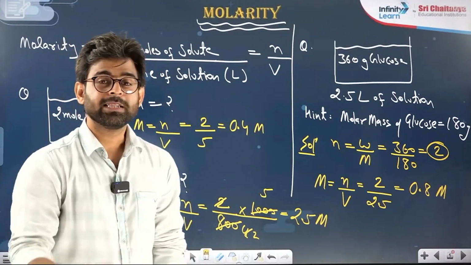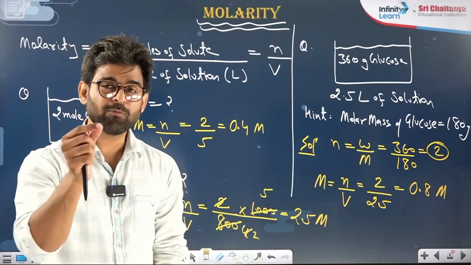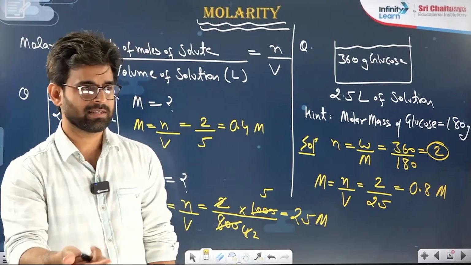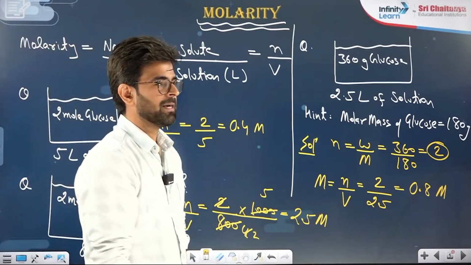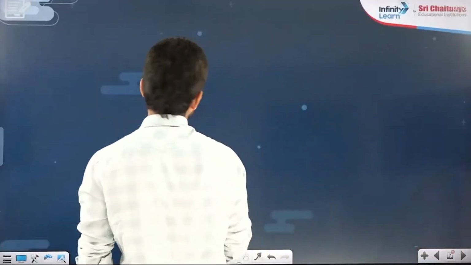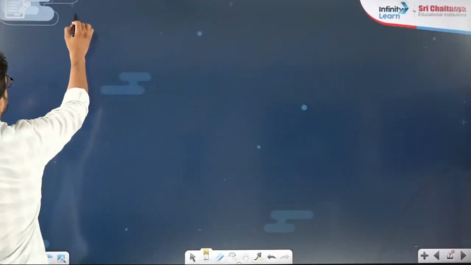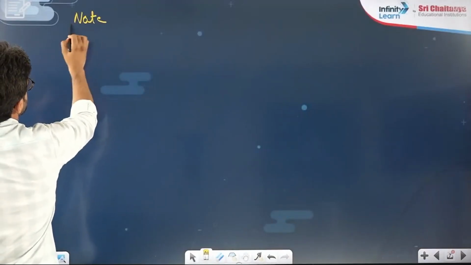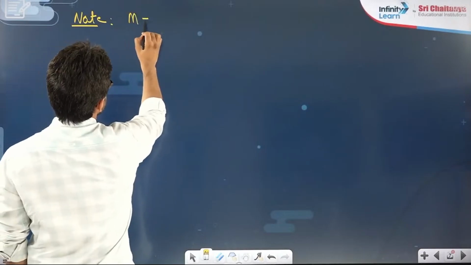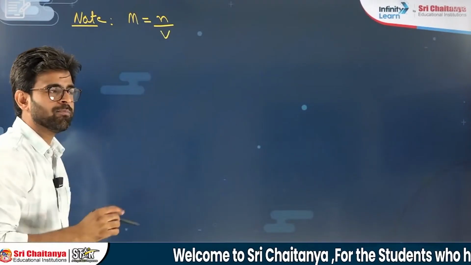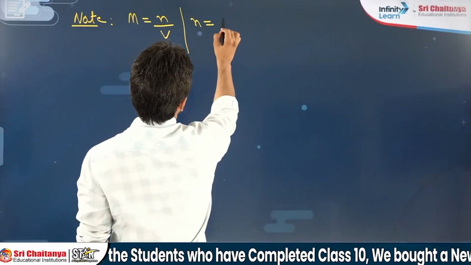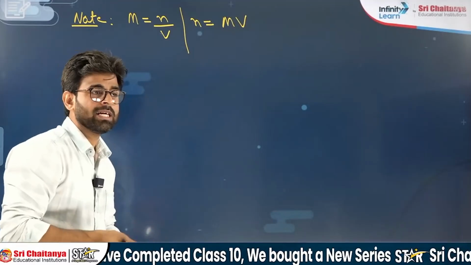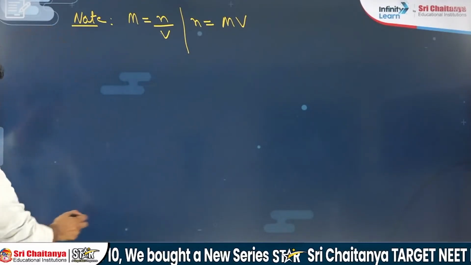Very good. Now the reverse is also possible. They will give molarity and ask for moles. Clear? Now please see carefully, I am writing a note here. If molarity is number of moles by volume, then number of moles is molarity into volume. So please give me the answer to these questions.